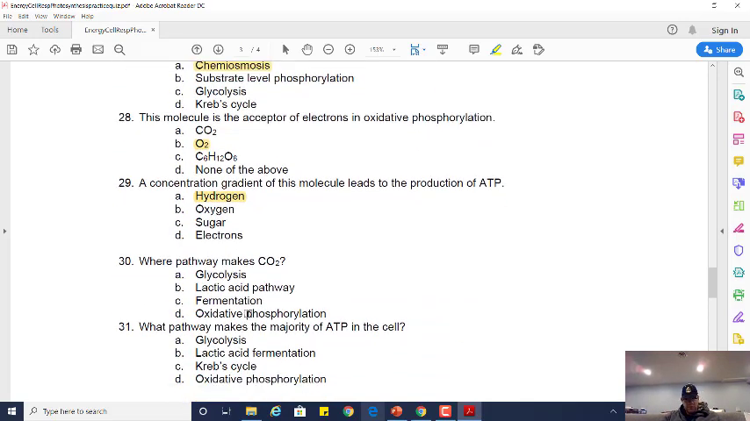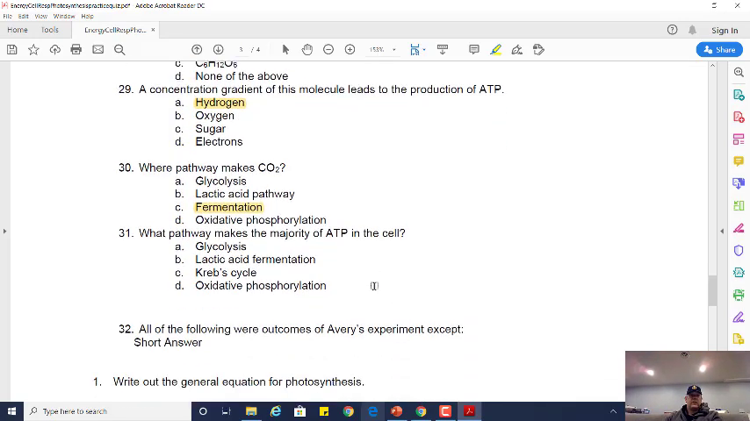Where pathway makes CO2? Sorry, this one's out of our scope. But that would be like fermentation, but that's not going to be on the examination because I cut it out. What pathway makes the majority of ATP in the cell? This would be related. Oxidative phosphorylation.